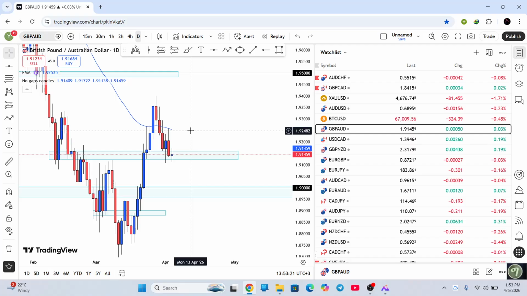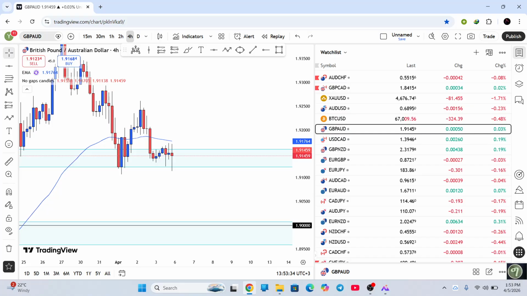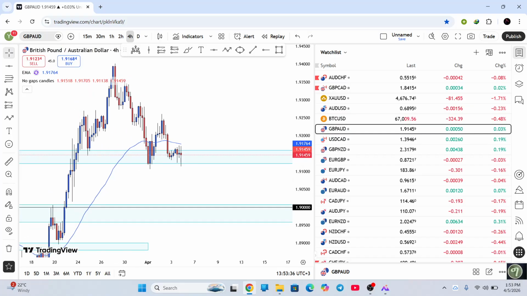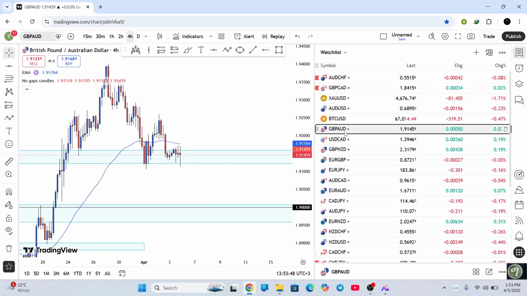You have to make sure that the daily and the 4 hour are telling you the same thing. The daily is telling me that it's ready to go, so I wanna see that the 4 hour is also telling me the same thing. But here the 4 hour is not telling me that it wants to go up from here. It's telling me that it wants to go down from here. So we just leave it.